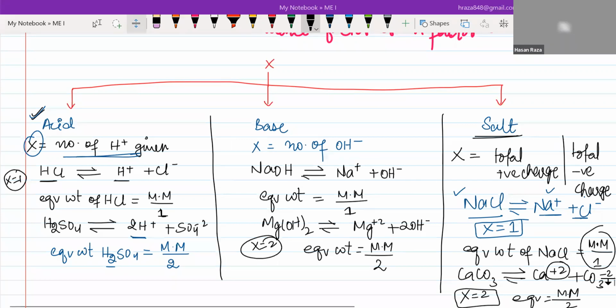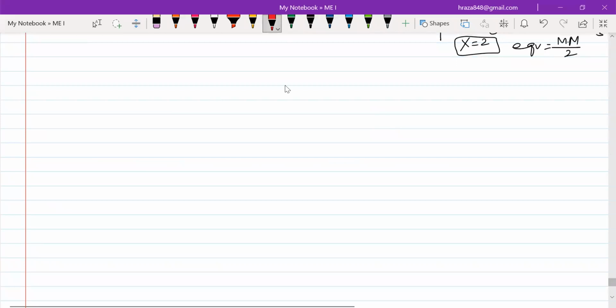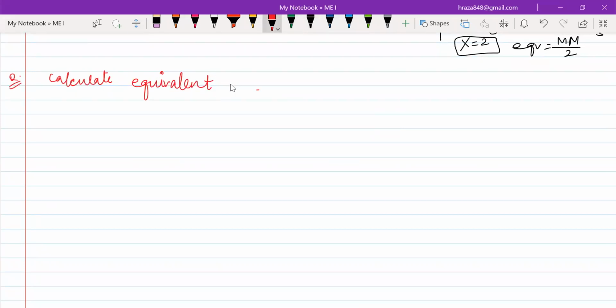So here is how we are going to calculate the equivalent weight. Calculate the equivalent weight of HNO3. Please do calculate.